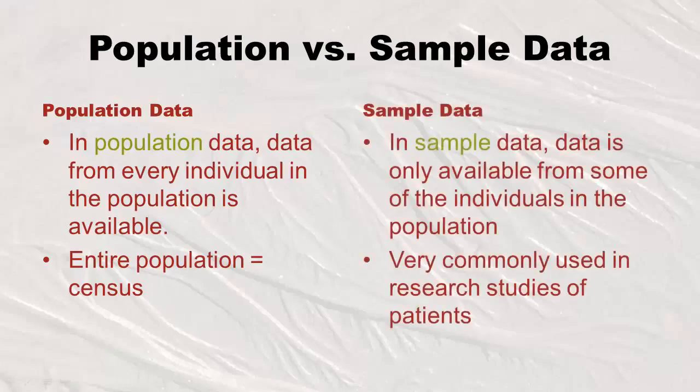But in sample data, the data are only available from some of the individuals in the population. So if we go back to the researcher I described, if she had only taken some of the email list of the professors at that college, then she would have been surveying a sample. And that's actually very commonly used in research studies, especially of patients. Why would you need to go get every, for example, kidney dialysis patient and study every single one? You only need a sample. And why is that? Because we have statistics.